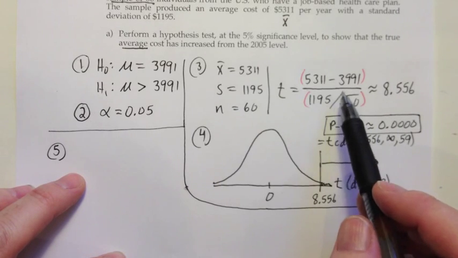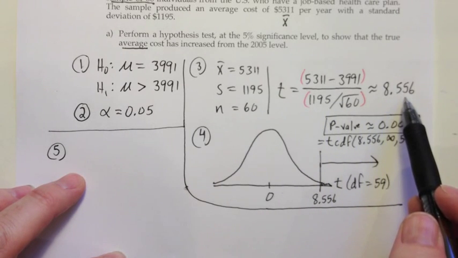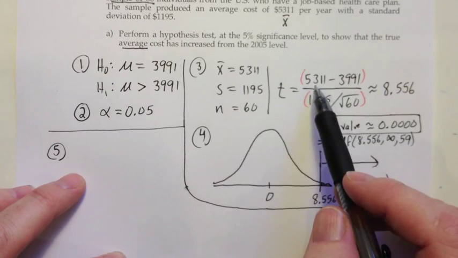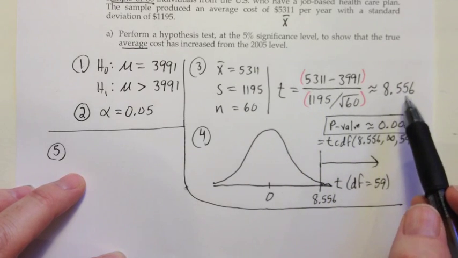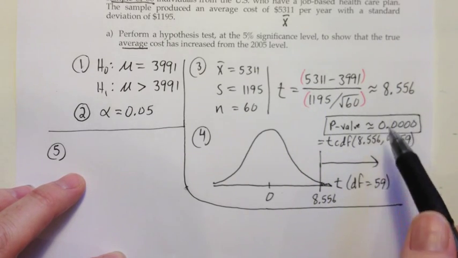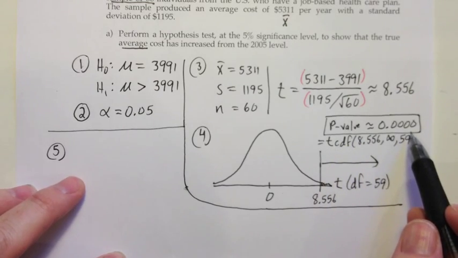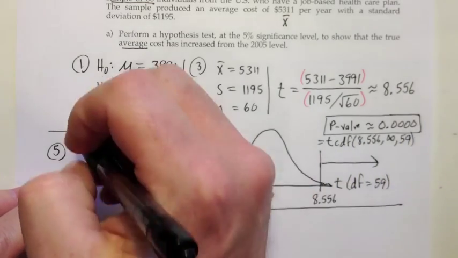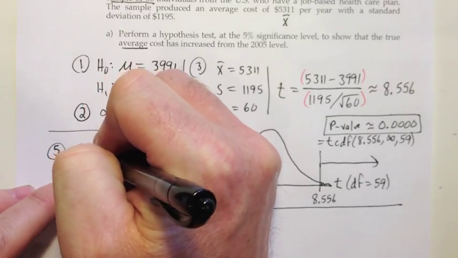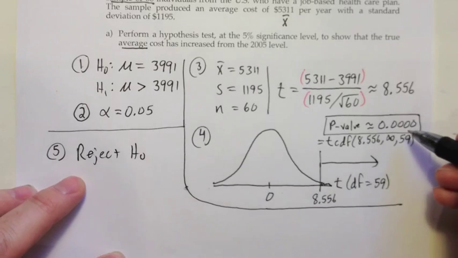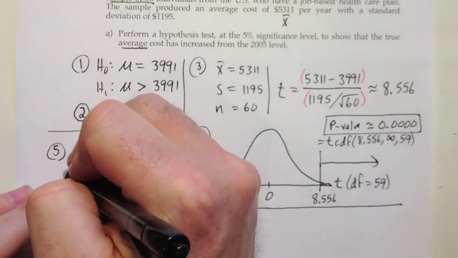When you get an X bar that is 8.5 standard deviations to the right of the claim value, that is a big difference between the claim value and the sample value. That's very strong evidence against H0. When we weigh the risk that rejecting would be a mistake, it seems like there's almost no risk that rejecting would be a mistake. So we should go ahead and reject H0 because the evidence is strong and the risk of making a mistake is very low.